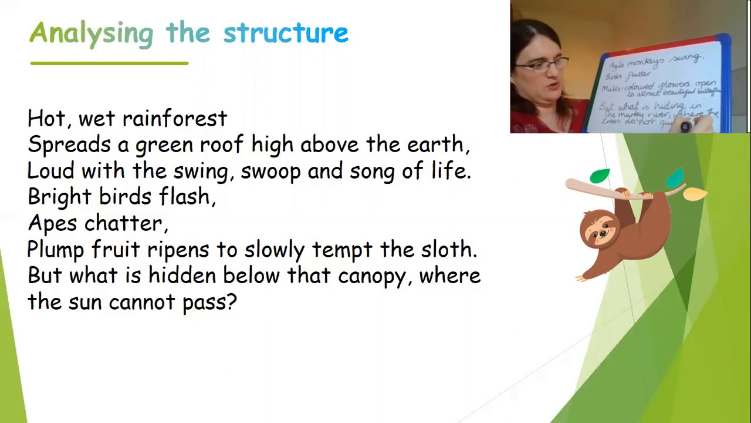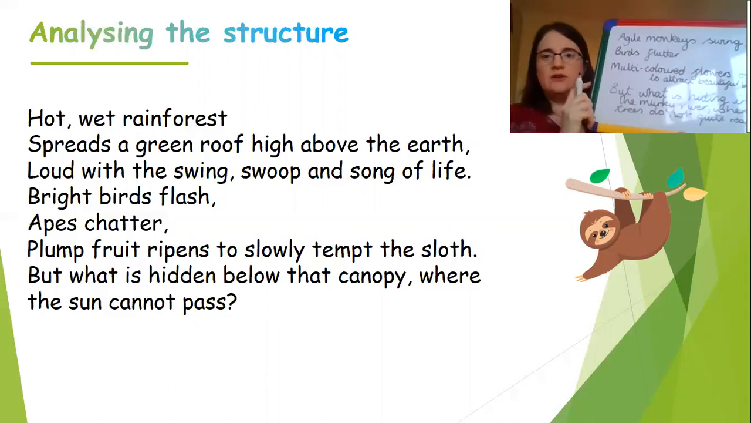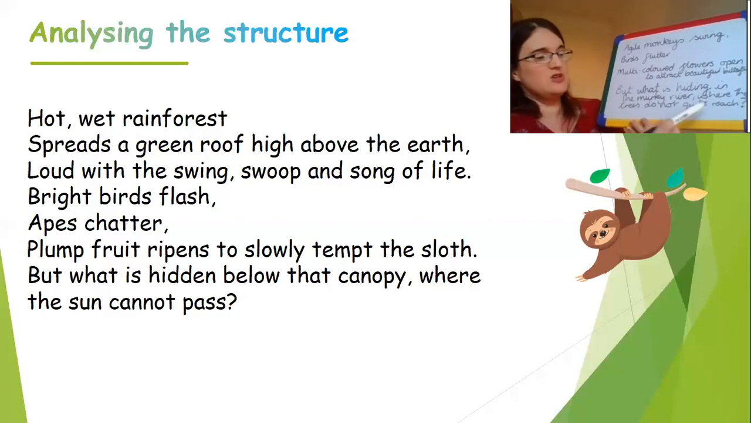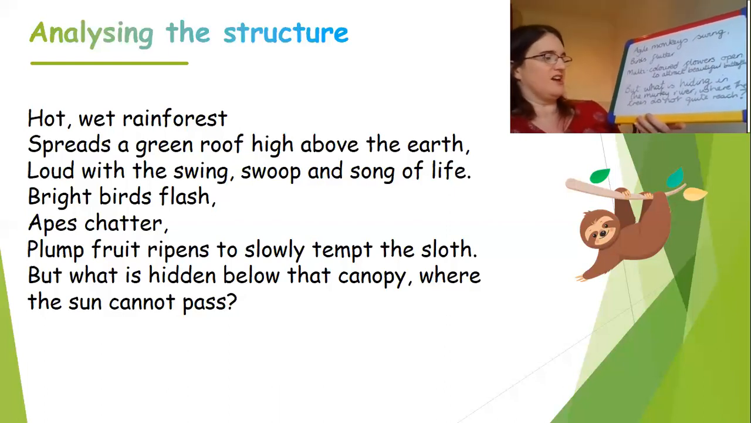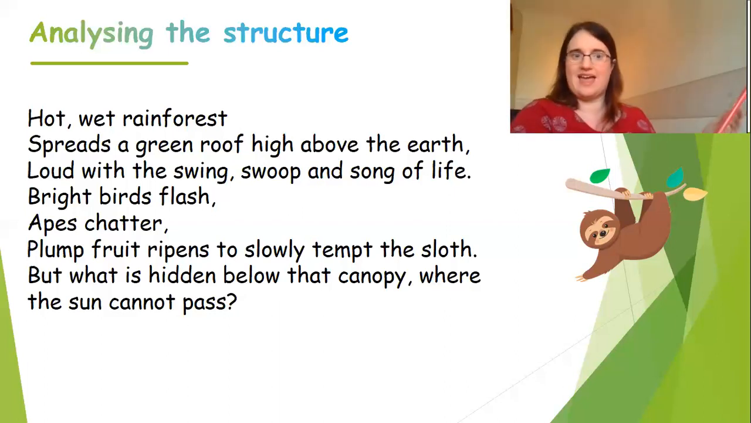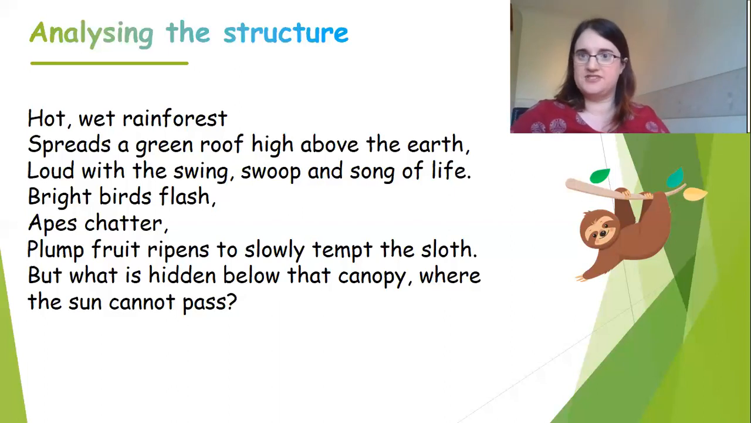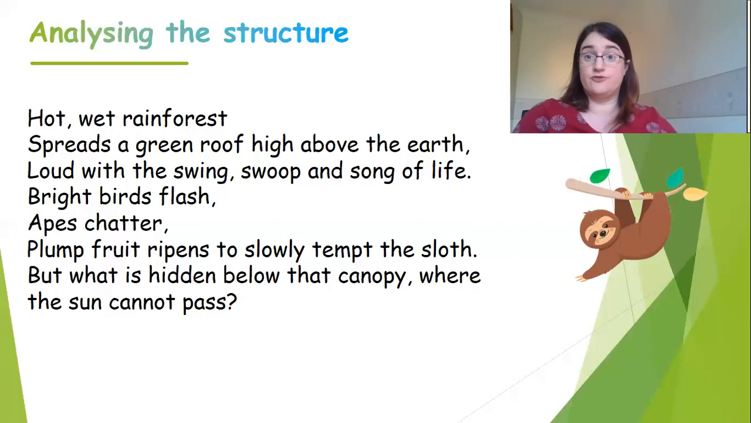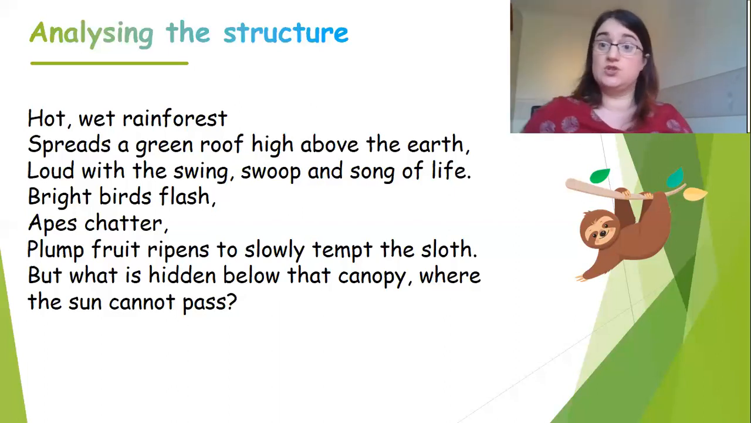And I'm going to put a question mark on the end. So your last two lines are going to be introducing your next section of the poem using a question. So I've got, but what is hiding in the murky river where the trees do not quite reach? And Angela has got, but what is hidden below that canopy where the sun cannot pass? So have a go at writing your last line of your first section, introducing your second section. Off you go.